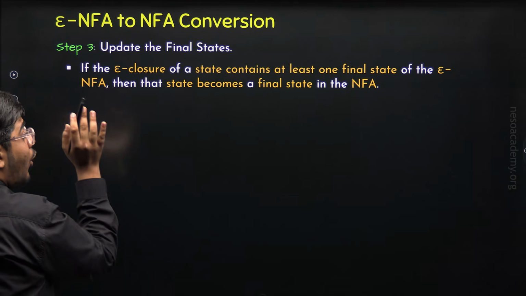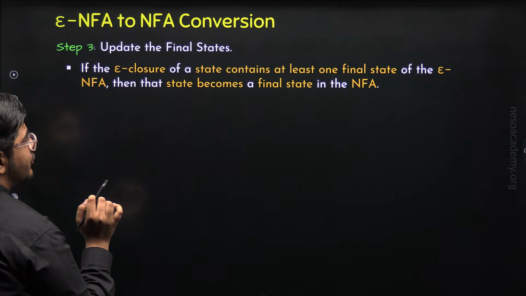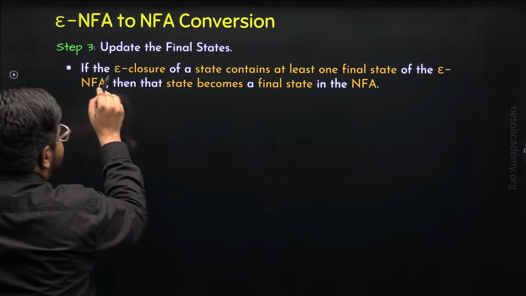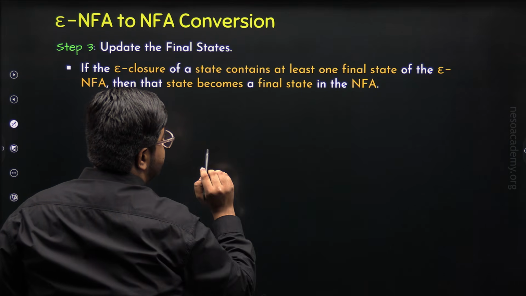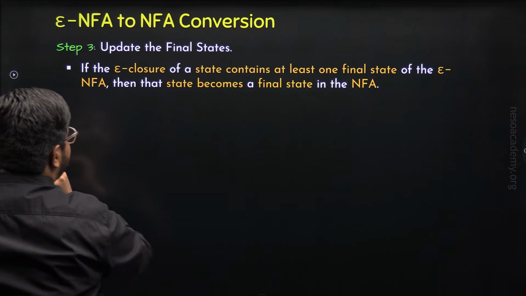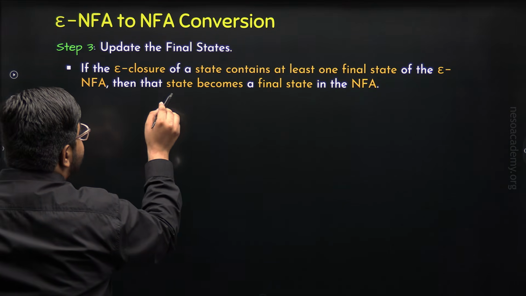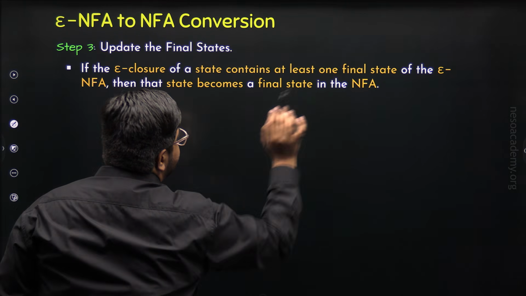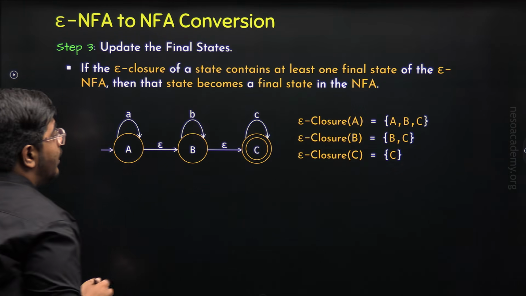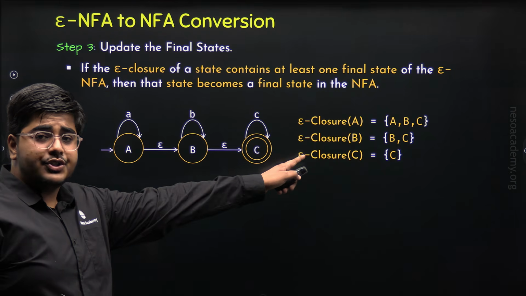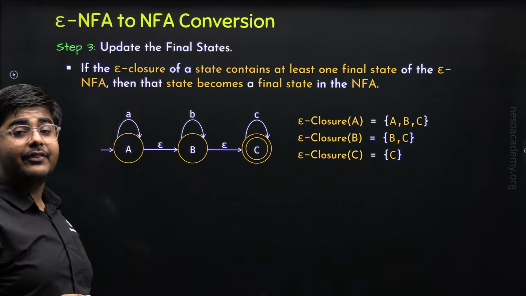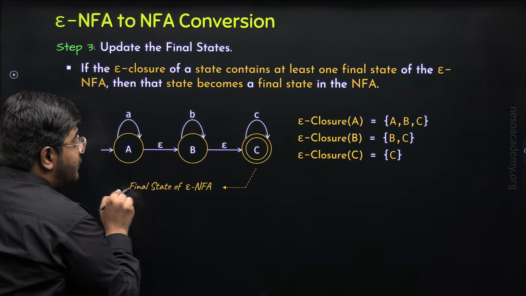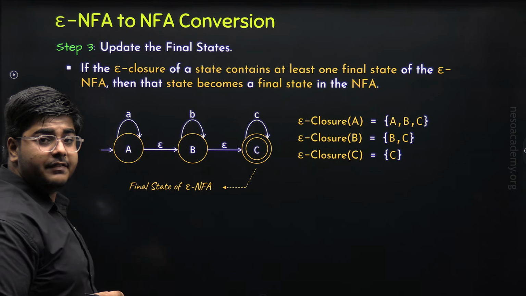So, I already explained to you in the previous lecture that if the epsilon closure of a state contains at least one final state of the epsilon NFA, then that state becomes a final state in the NFA. So, these are the epsilon closures we have calculated, and you can clearly see in this diagram that C is the final state of this epsilon NFA.